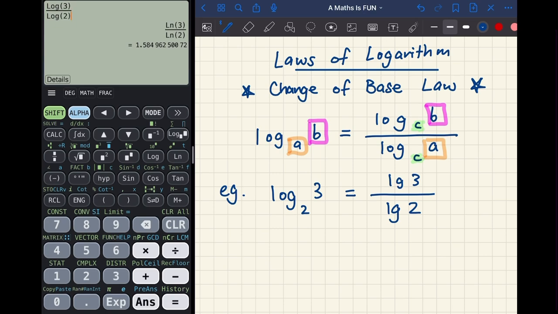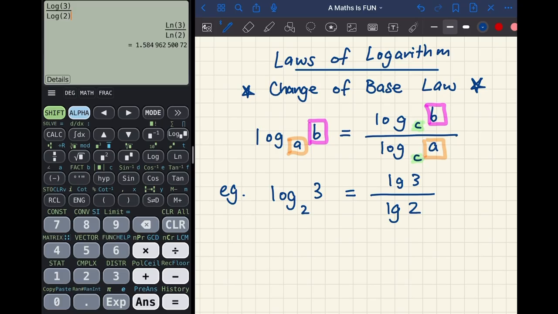Then I have a question. If I change to a different base, does that mean that the answer is different? Logically speaking, no, because if you have log 3 base 2 and, based on the change of base law, I change to base 10, right? It gives me a certain value of 1.58496 and so on. Even if I change to a different base, that shouldn't give me a different value, because then that will be altering the value behind log 3 base 2.